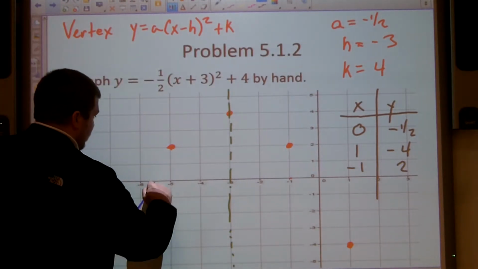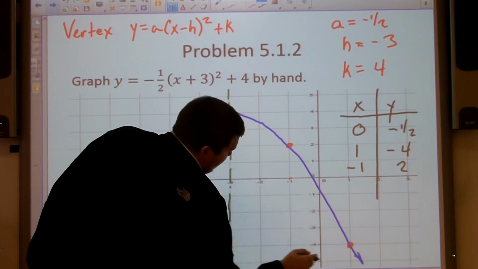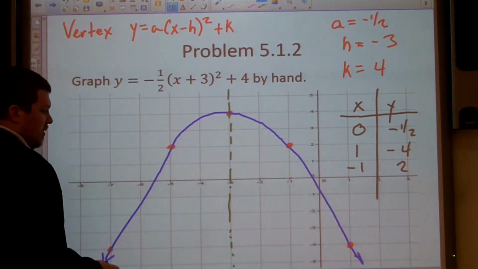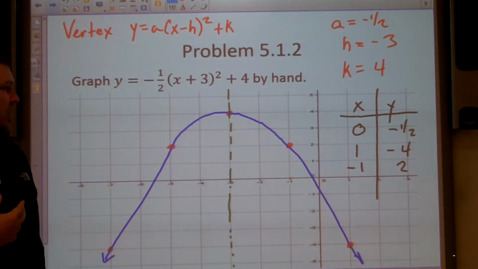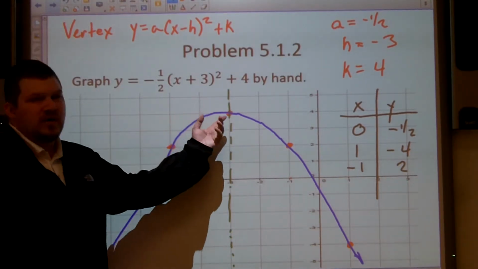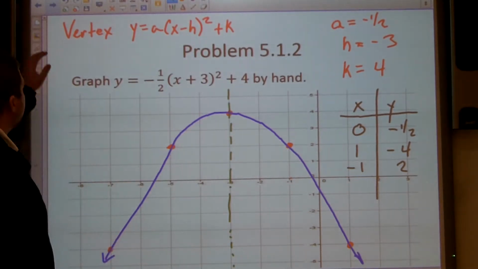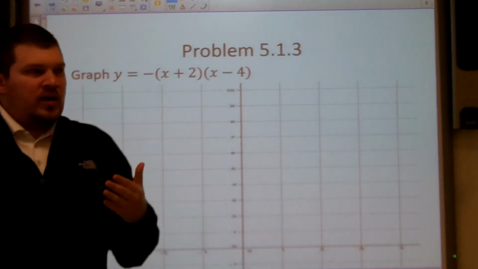Okay, so I'm just going to try to connect the dots as nice and as smoothly as I can. Okay, and that's it. That's a sketch of this parabola. Again, it opened down because a was negative. I knew exactly where my vertex was. Pretty easy. We're going to do the same type of idea now, but we have to, again, ask ourselves.